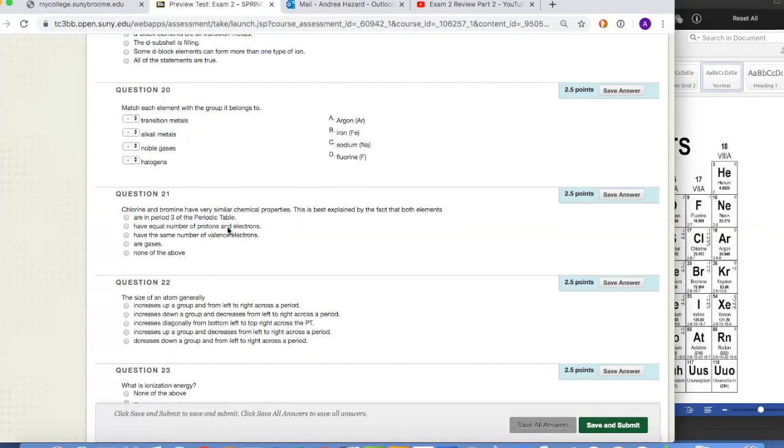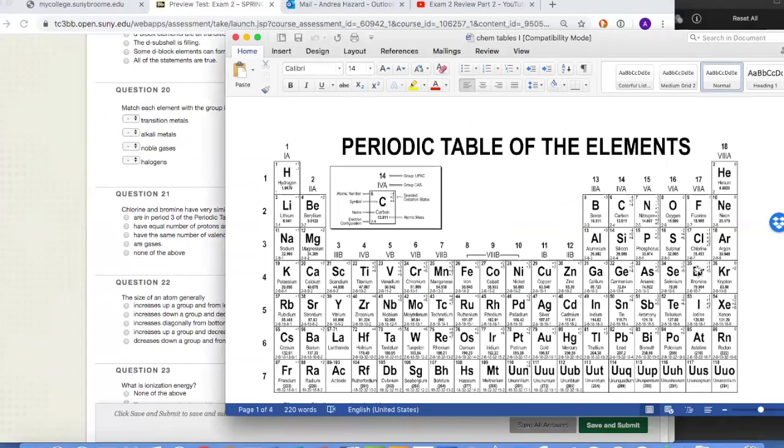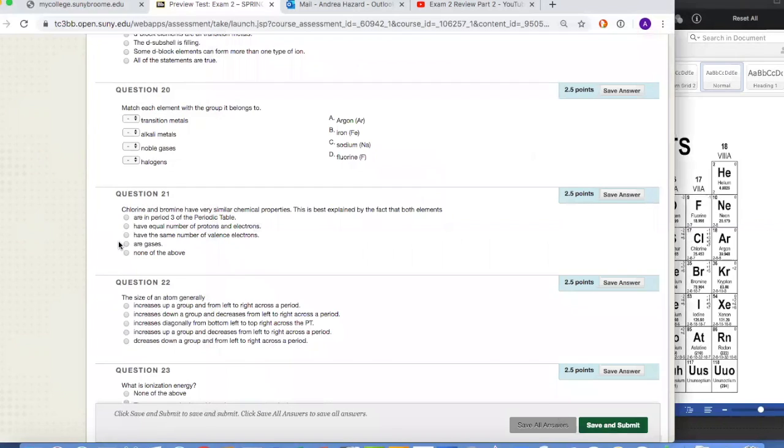Next, chlorine and bromine have very similar chemical properties. This is best explained by the fact that both elements, so let's look at the answer choices here, are in period 3. First of all, let's look at chlorine and bromine. They are not in the same period. Chlorine's in period 3, but bromine's in period 4.